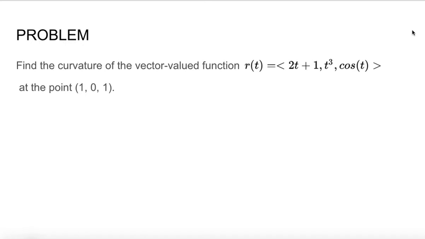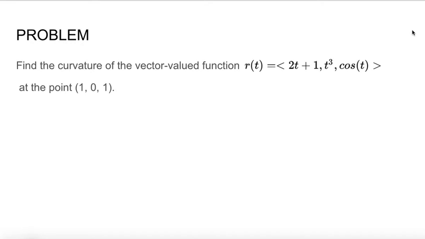Here's the example problem. Find the curvature of the vector-valued function r of t equals the vector with x component 2t plus 1, y component t cubed, and z component cosine of t at the point (1, 0, 1).